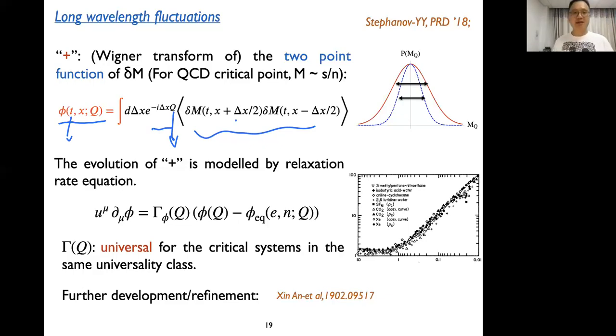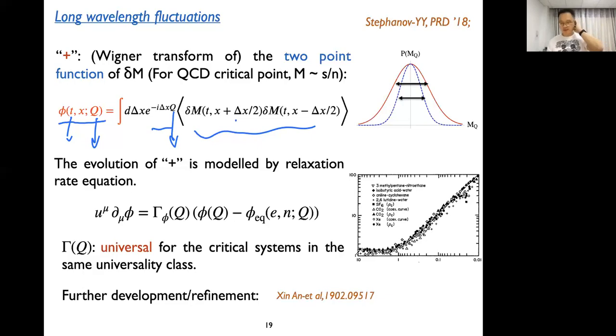So in other words, in these cases, we not only have one mode, we have a tower of modes, which is labeled by this q variable. So physically, what does that mean? This two-point function is a measure of the width of the distribution of the fluctuating order parameter field at some particular wave number Q here.